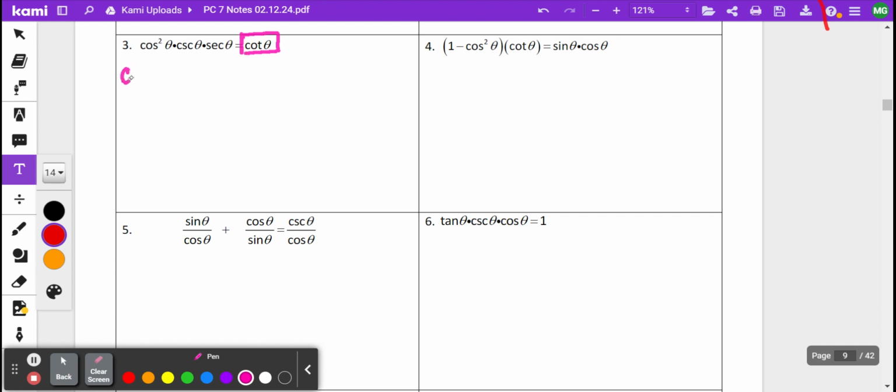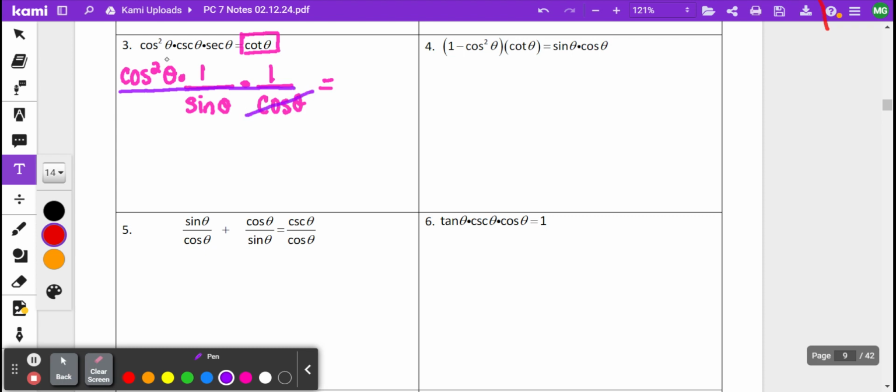So I'm going to keep cosine squared of theta as it is, but I'm going to write the reciprocal of cosecant of theta. Now, you'll see that on your reciprocal identity section, which is 1 over the sine of theta. And secant of theta is the same as 1 over the cosine of theta. Okay, so not too much we can do here, but we can kind of treat this now, because it's multiplied, as if it's one giant fraction.